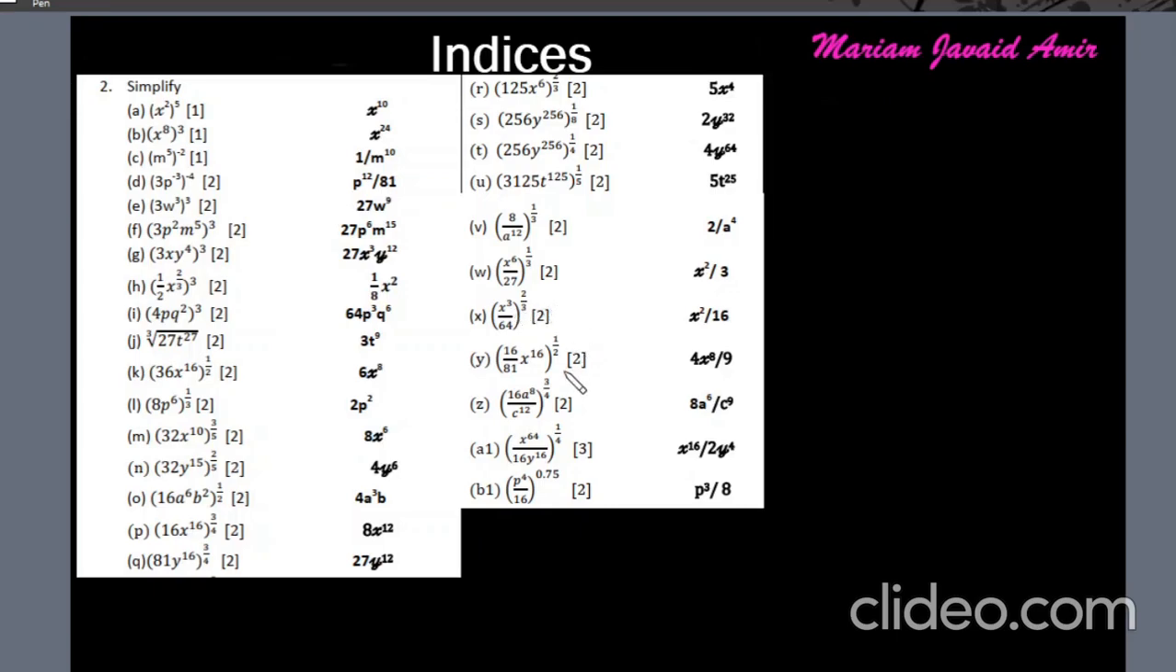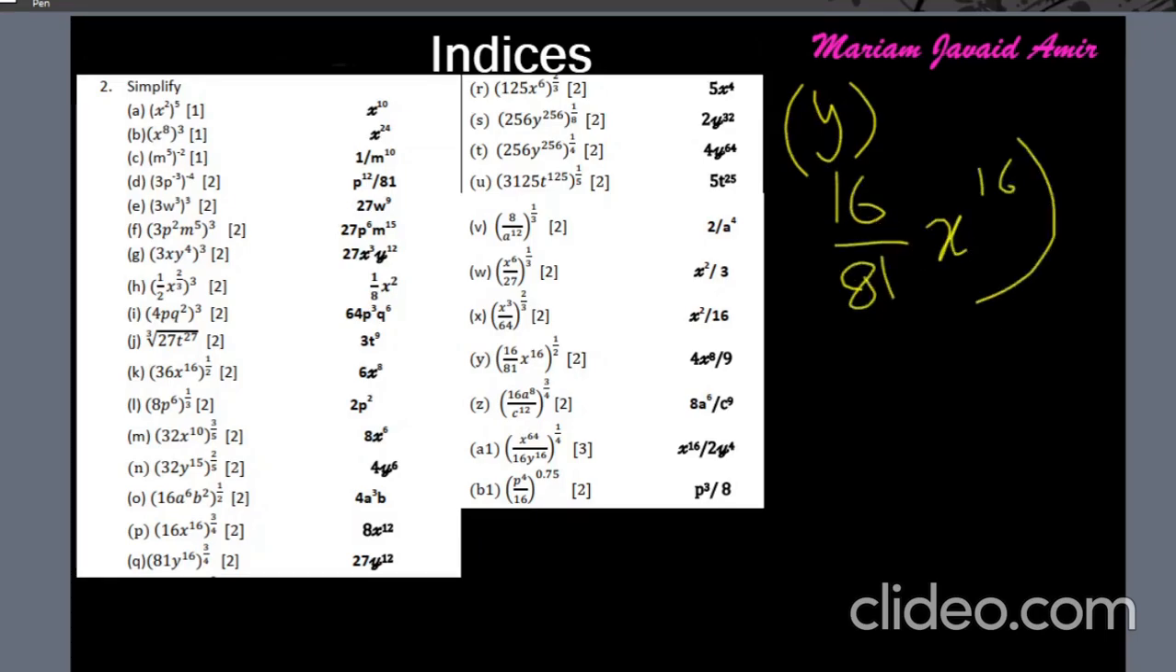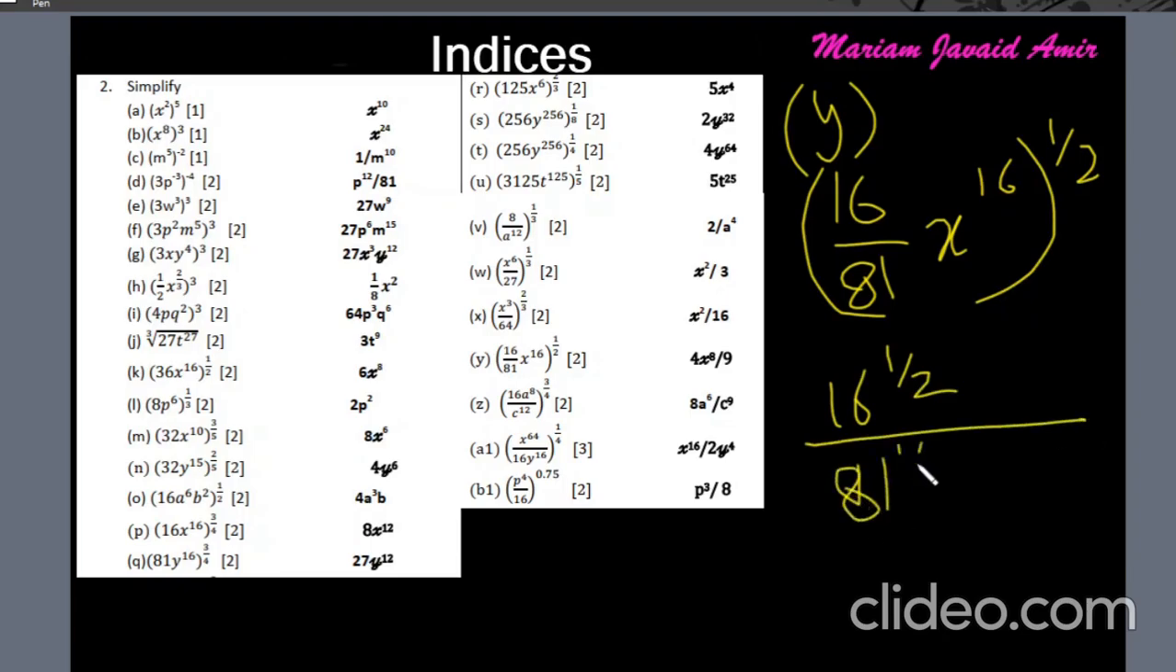Part Y, let's do part Y. 16 over 81 x^16 whole power half. So 16 power half over 81 power half, and 16 power half times, 16 times half is 8. So now power half means square root, so this becomes 4x^8 over 9.